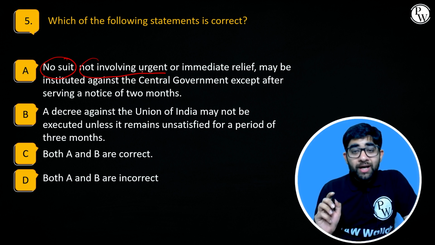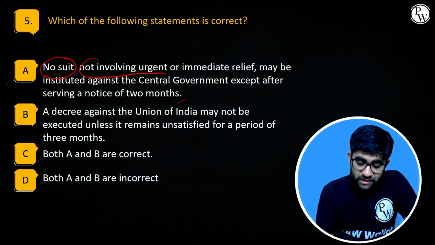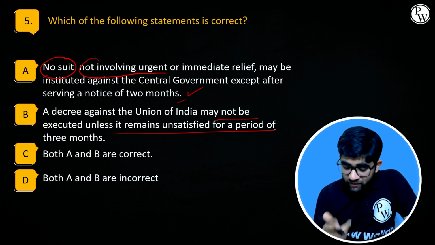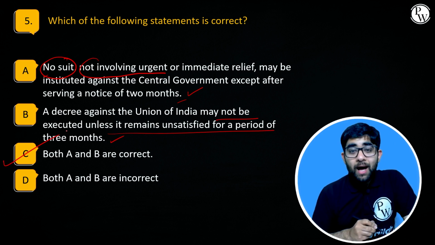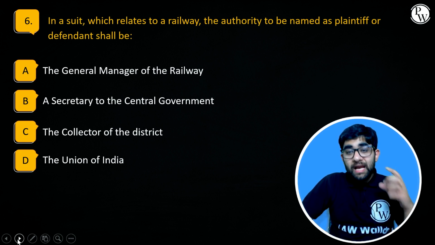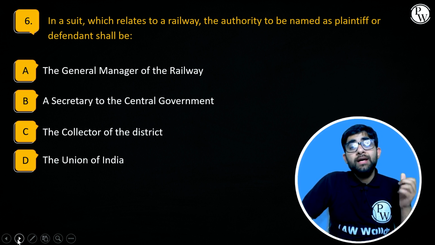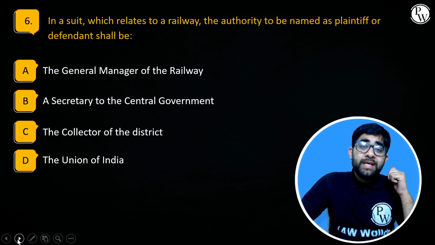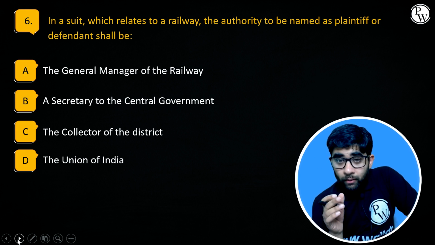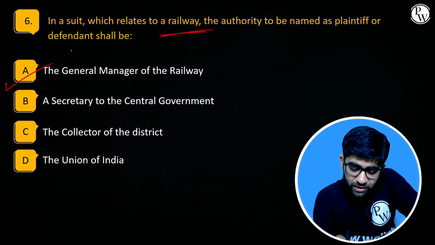Now, no suit not involving urgent or immediate relief means it is a simple suit, then it cannot be instituted. So this is the option, this is right. A decree against the Union of India may not be executed unless it remains unsatisfied for a period of 3 months. It's correct. So the answer to this is both A and B are correct. Next, in a suit which relates to a railway, the authority to be named as plaintiff or defendant shall be the general manager of the railway, a secretary to the central government, the collector of the district, or the Union of India. Now, the ministry, I would say the ministry is been named in this matter. So the answer is the general manager of the railway.